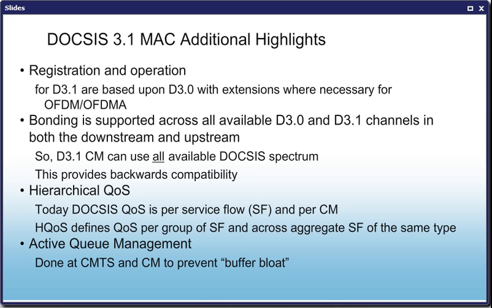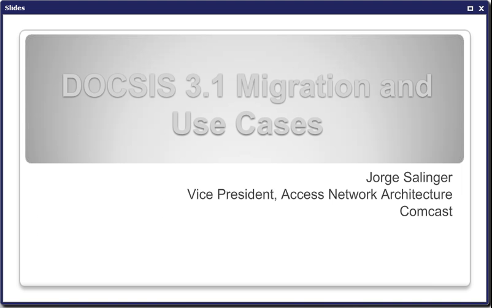There's a new version of QoS, which we call hierarchical QoS, which allows you to describe what you want to have happen across service flows. And then there's some active queue management, which actually prevents things like buffer bloat, which is a buildup of packets in buffers, so we can get better performance with TCP.